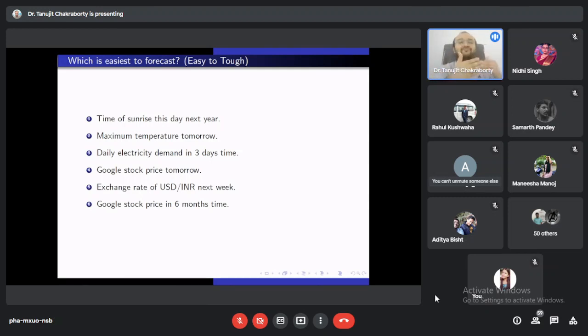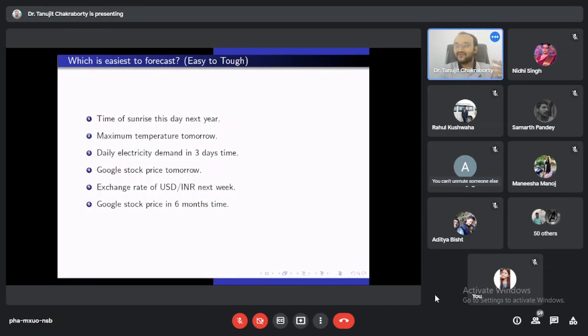And like that, we can really tell because we are observing this thing over the last 20, 30 years, whatever time we have spent on the earth. So this is very easy to forecast. Then, maximum temperature tomorrow. So what could be the maximum temperature tomorrow?